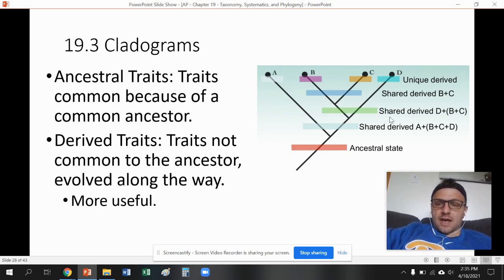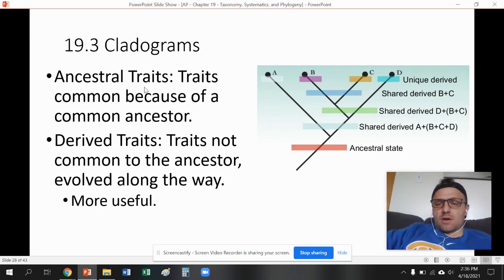So A is not going to have this shared derived trait. You can see here that this unique derived trait is going to be unique to D because it evolved along the way to D. So A, B, and C are not going to have this trait. So that's the difference here.